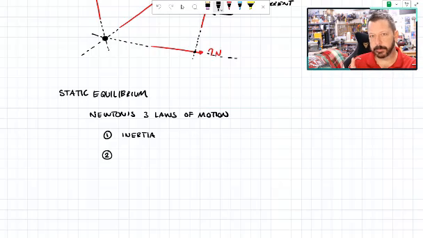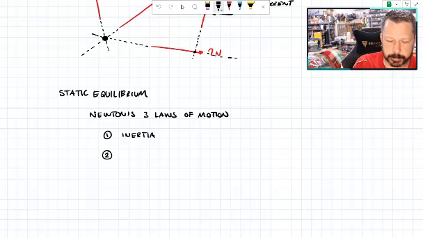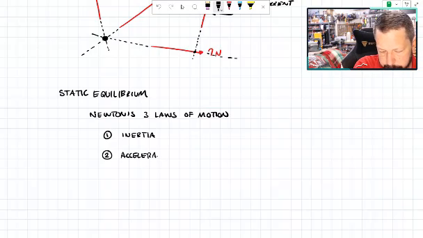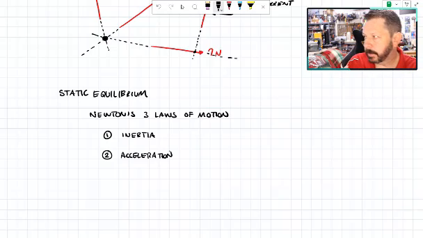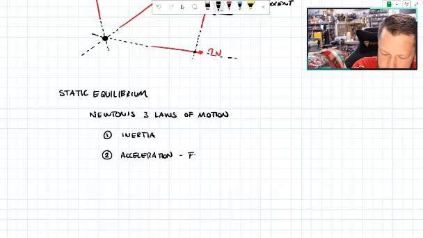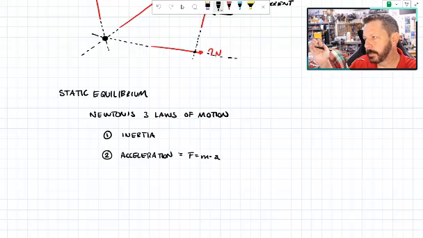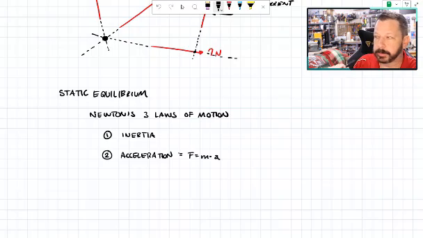Two is sort of what we're interested in today. So that one would be acceleration. And the thing about this is that you could summarize this law with F equals ma, right? It's the one where the acceleration of an object is directly proportional to the force acting on the object, and inversely proportional to the mass, which equates to F equals ma.